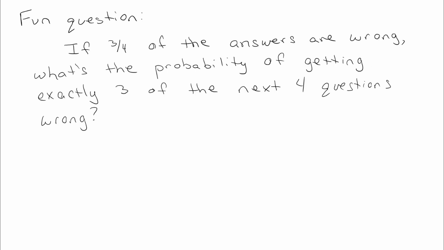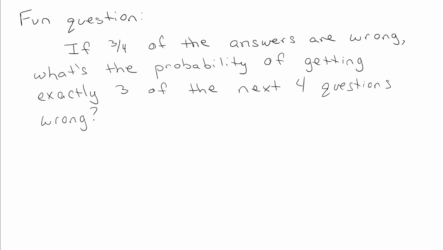So to finish off, here's a weird question. Let's say 3/4 of the answers are wrong, right? Because it's a 4-option multiple choice test. So what's the probability of getting exactly 3 of the next 4 questions wrong? Because you're like, well, 3/4 of the answers are wrong, so if I'm just randomly guessing, it should be basically 100% chance I get 3 of the next 4 questions wrong. Okay, and that's actually not intuitive at all.